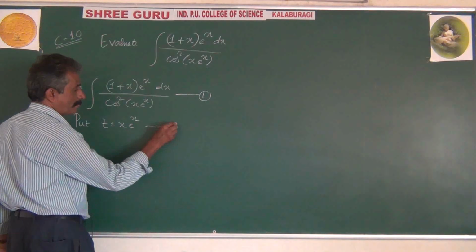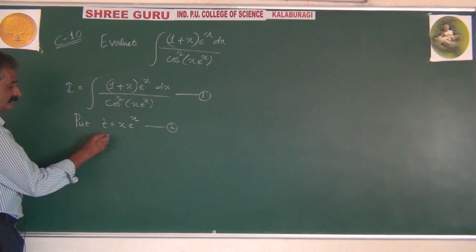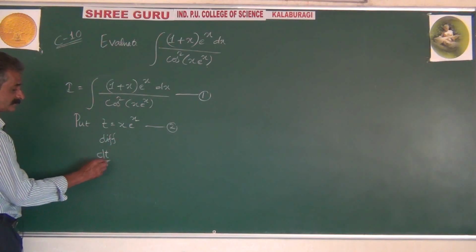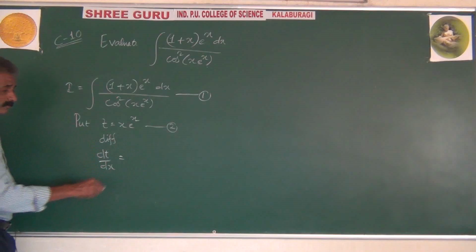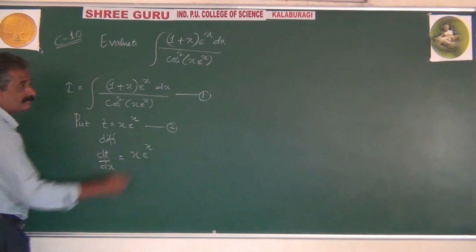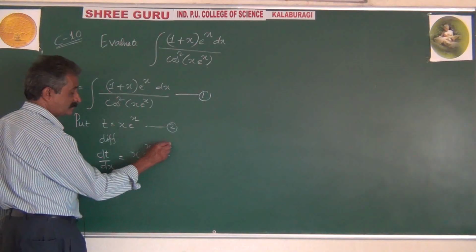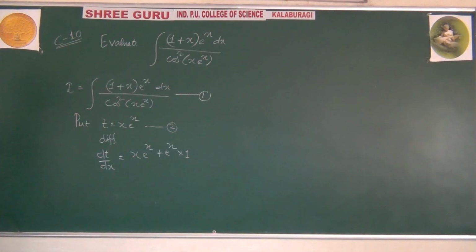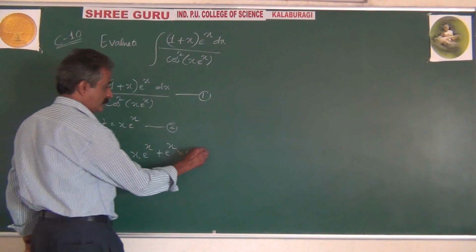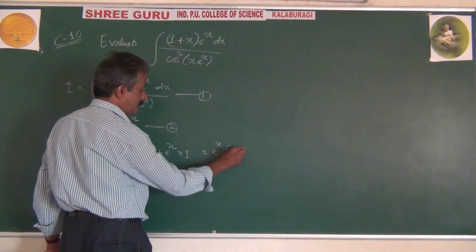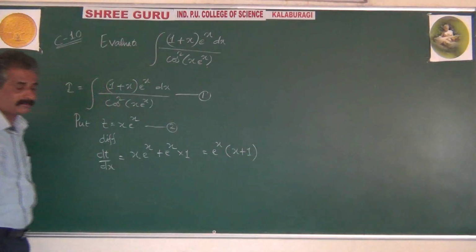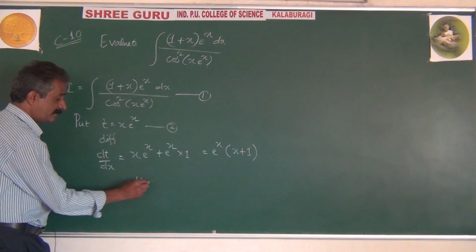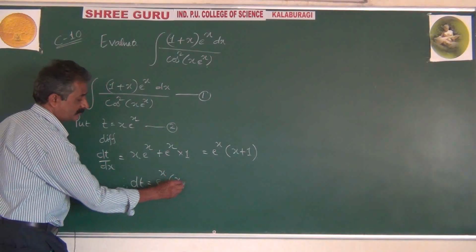Now differentiate with respect to x. Differentiation of t, dt by dx. Here by the product rule, first function x into the differentiation of e power x is e power x, plus second function e power x into the differentiation of x is 1. Here we can take common e power x, and in the bracket left x plus 1. Hence dt equal to e power x into (x plus 1) dx.